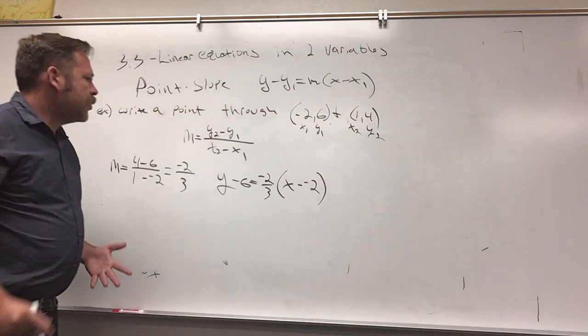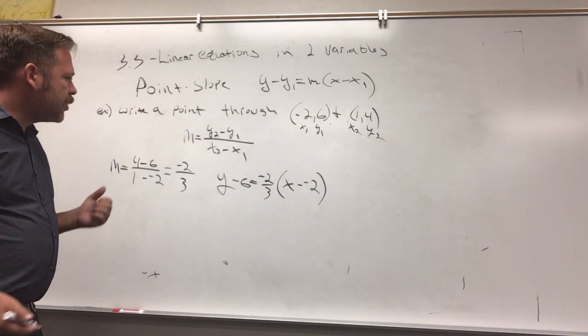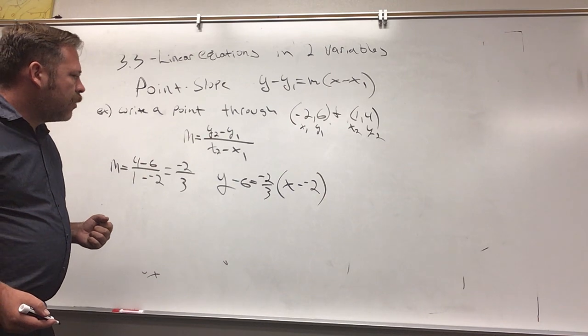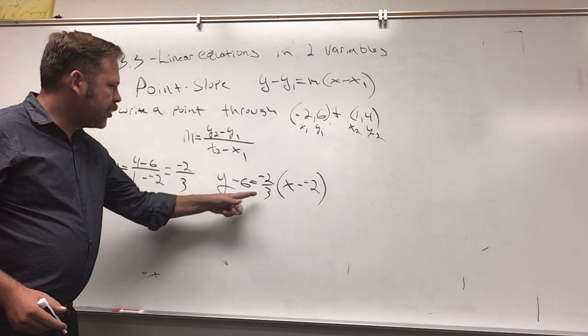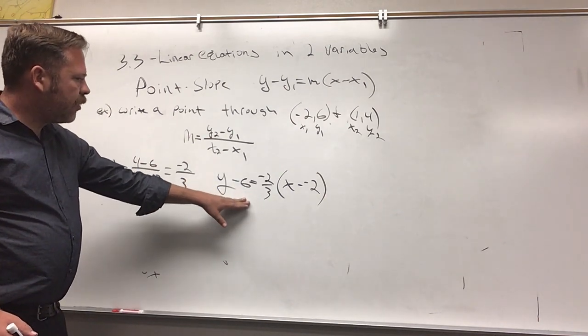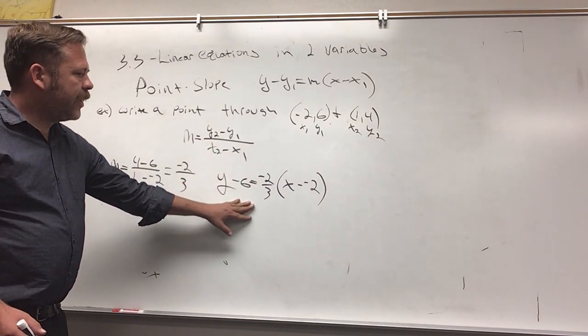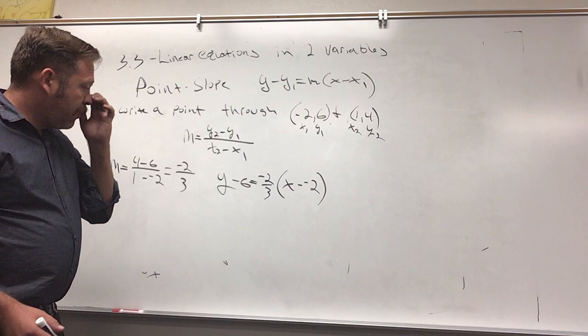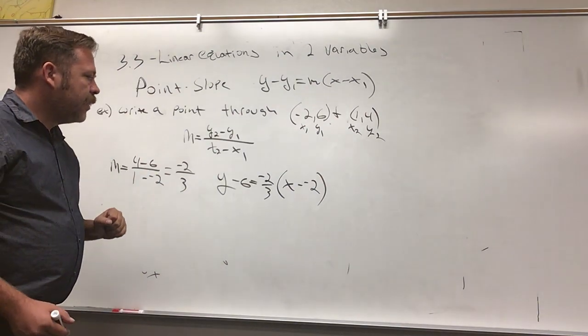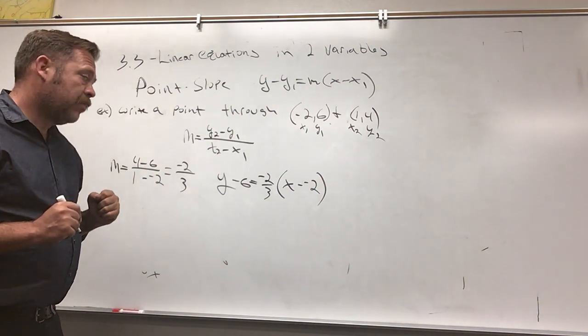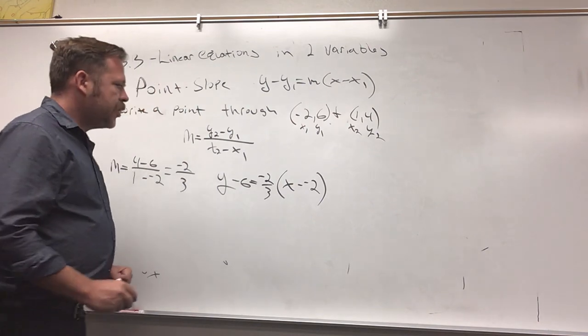All right, so now we're going to clean this up a little bit. This is technically a linear equation, but in this form it doesn't really do us any good. We can't graph it easily. So we're going to put it into slope-intercept form and graph, and then we're going to put it into standard form as well. So I'm going to distribute.